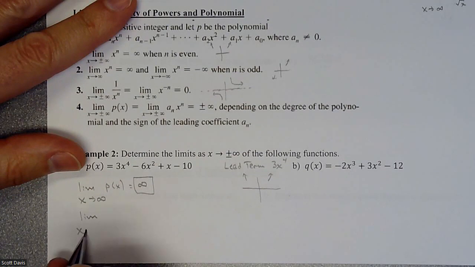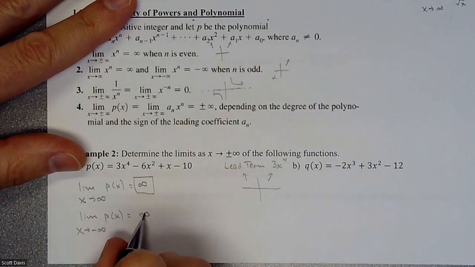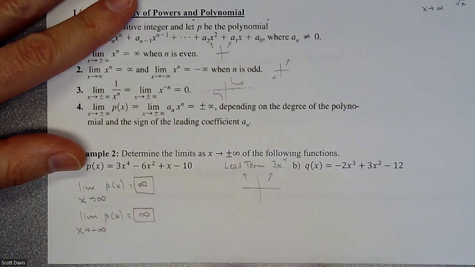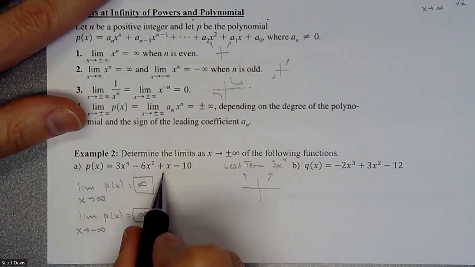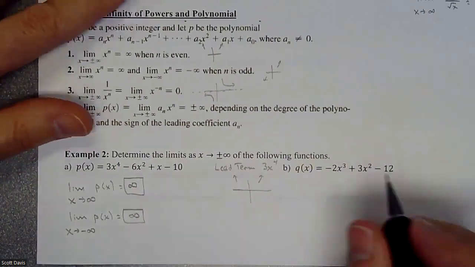And then the limit as x approaches negative infinity just means we're going to the left. What's happening to the y values? They are also going up, so we also get positive infinity. That's very nice on polynomials. It's not going to work on rationals. We have to do a little bit more math to it, but let's do the second polynomial.